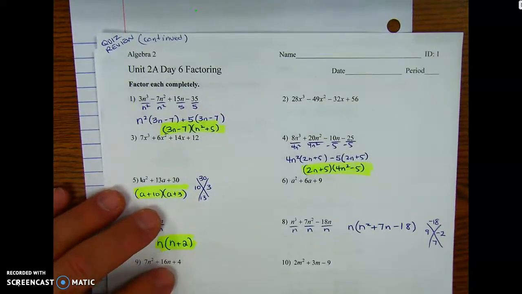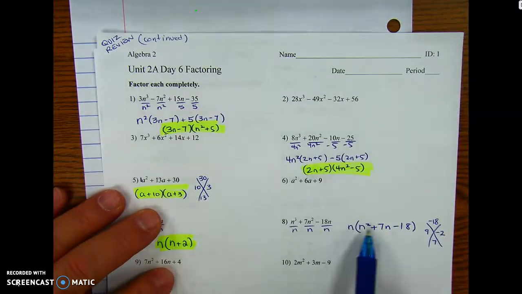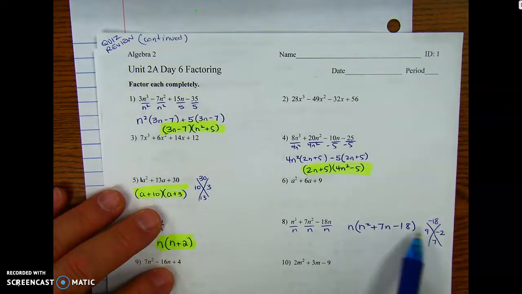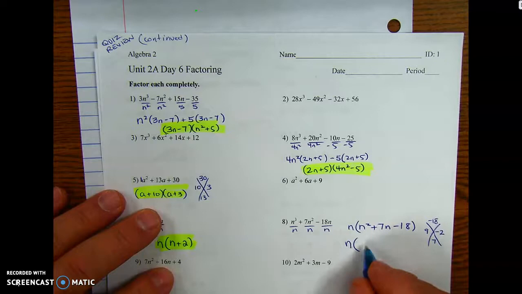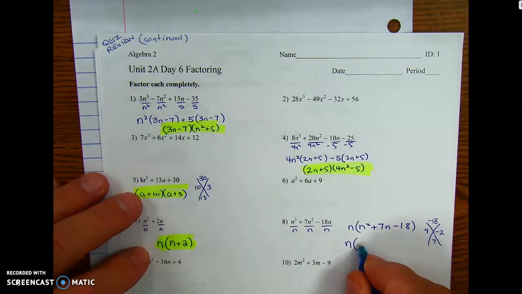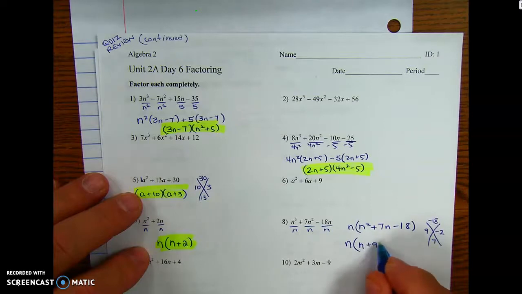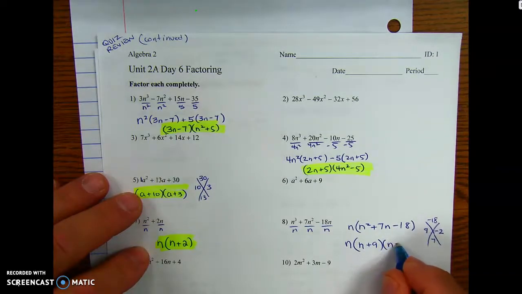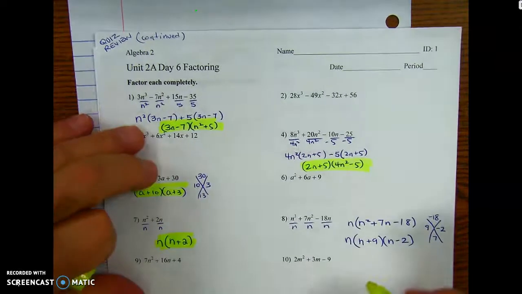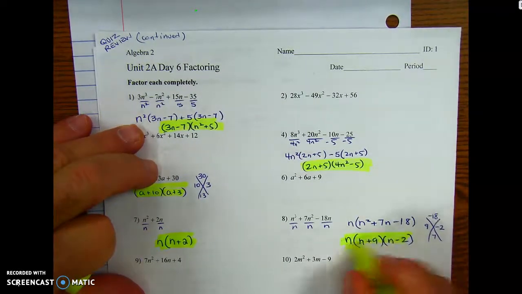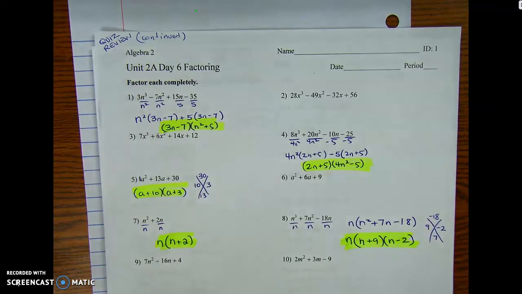Oops, there you go. So after I do the GCF, I got a trinomial in here, so I'm checking to see if there's some magic numbers. There are. So this is n plus 9 times n minus 2. And don't forget your GCF out front. All right.